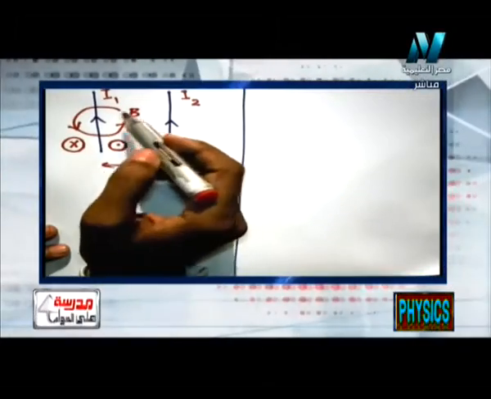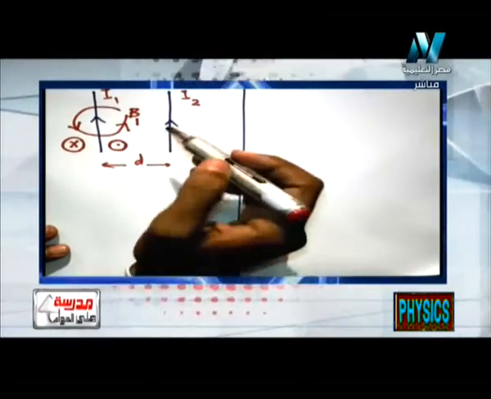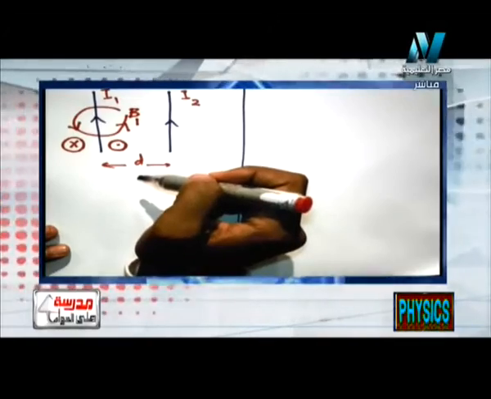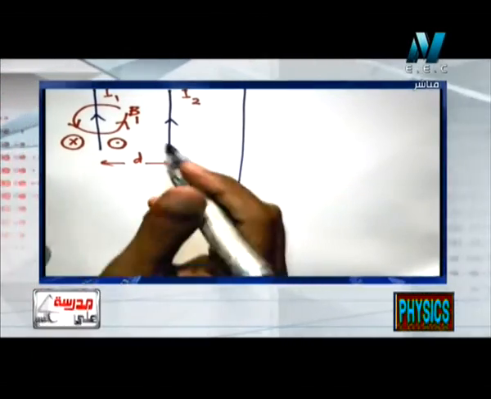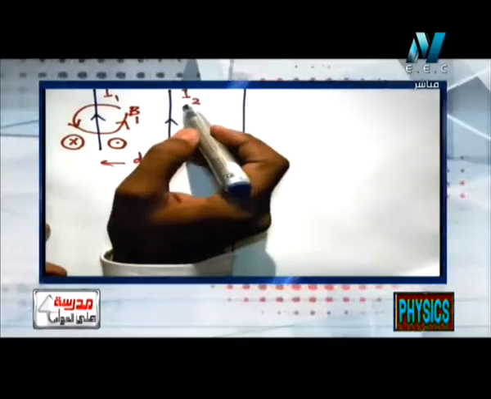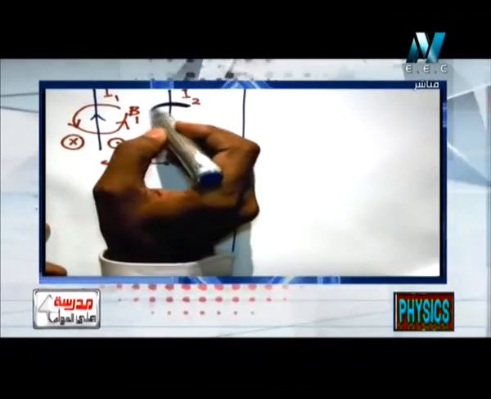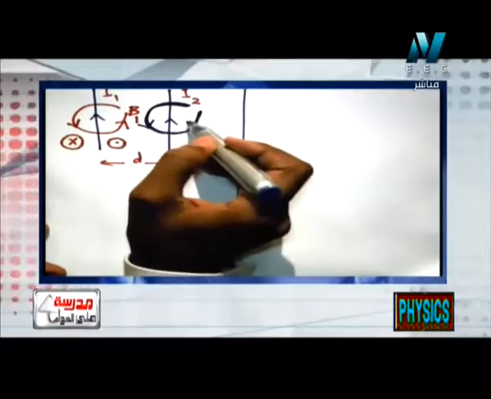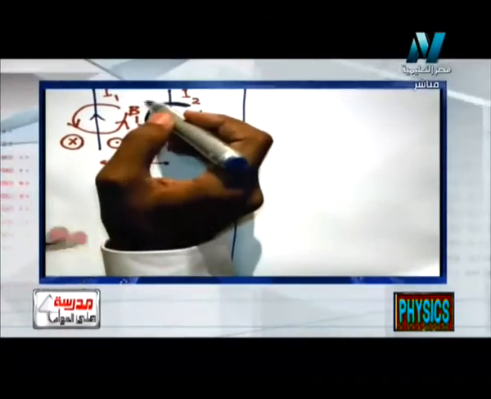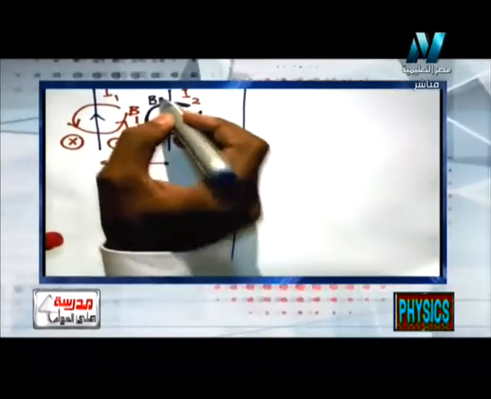Flux density around the first straight wire. What about the second wire? Okay, we can draw it like this, also by using Ampere's right-hand rule. The same. This is beta 2.